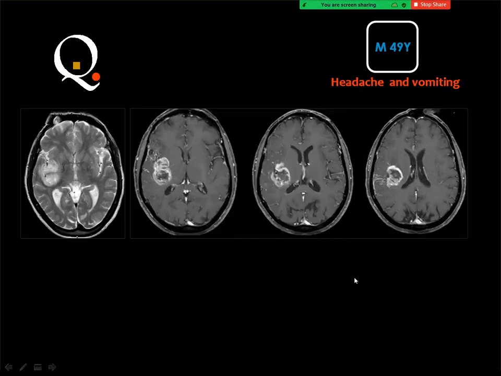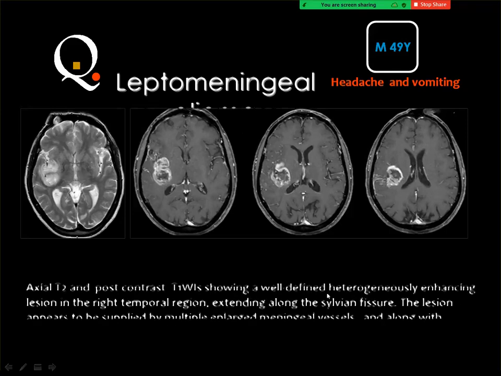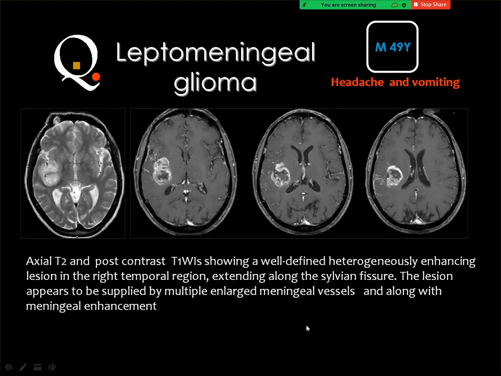GBM, yes, and this is glioblastoma multiforme, and there is now a new entity which is known as leptomeningeal glioma, in which you can see some extension of the neoplastic tissue reaching the surface of the brain and the leptomeninges, which are also enhancing between the tumor and the cortex of the brain. Actually, the diagnosis of glioma is right, and the glioblastoma multiforme is okay.